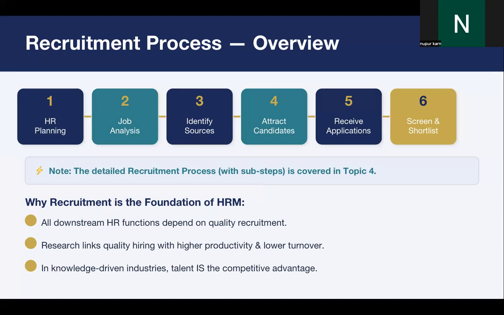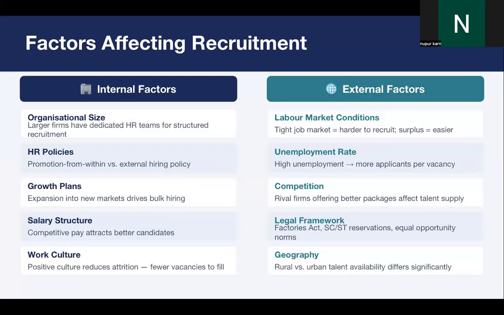In knowledge-driven industries, talent is the competitive advantage. In the current scenario, competition is very high. There is huge competition in the market, so you need to have people who are knowledgeable and have different skills. Then only your company will have the competitive advantage over other companies, and your company will run for a longer time. So this is the foundation of HRM, and the process is HR planning, job analysis, identify sources, attract candidates, receive applications, and screen and shortlist. These are all six processes. Now we will go to another part, that is factors affecting recruitment.